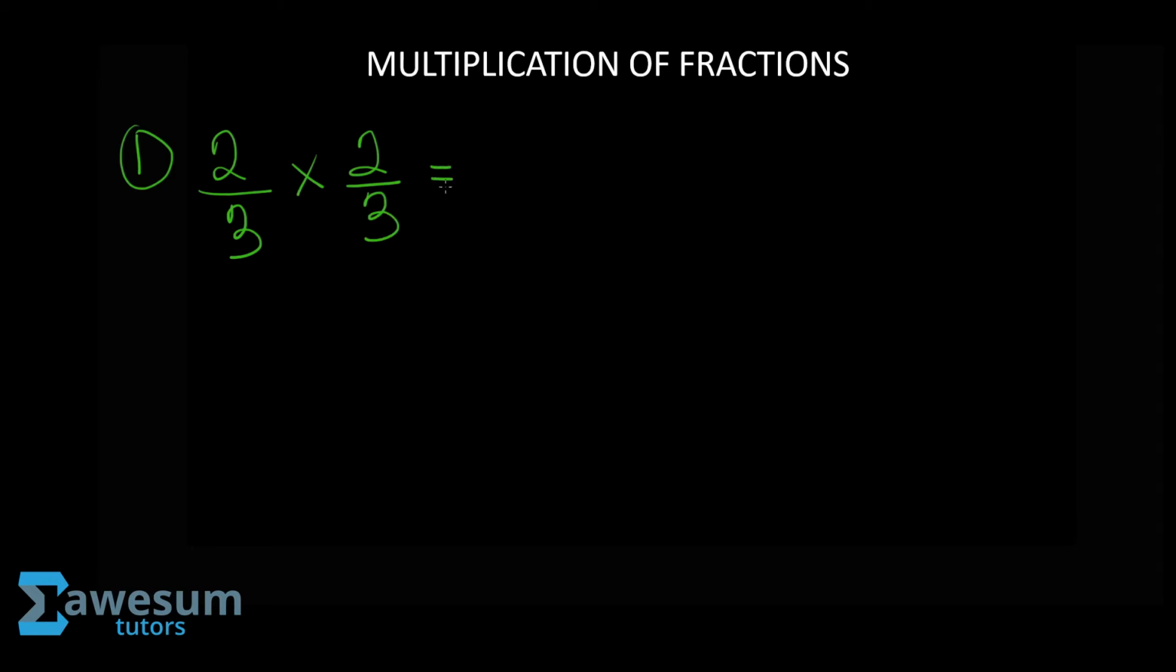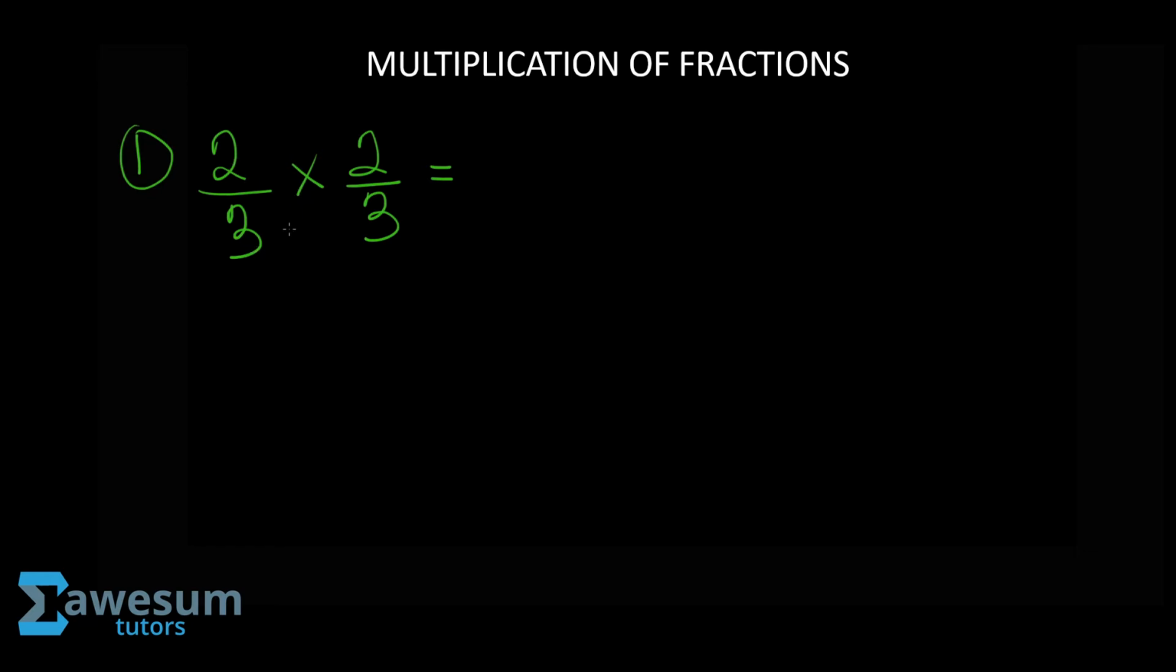How do you multiply these fractions? What I said was that you multiply the numerator and then you multiply the denominator and then you simplify the products. Take note if needed. So let's look at this.